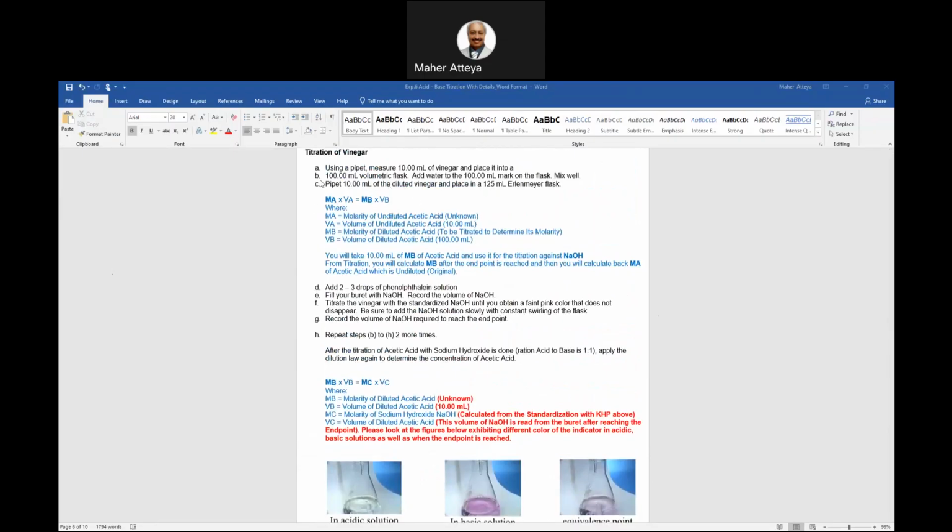So we have two titrations. One, we have to standardize our sodium hydroxide with KHP, potassium hydrogen phthalate. The second one, we have to titrate vinegar. First of all, we have to know sodium hydroxide concentration with the help of the KHP titration. Once we know the sodium hydroxide, we can titrate vinegar and determine its molarity. Let me show you, I will stop the recording here. I'll show you how you do the setup here.